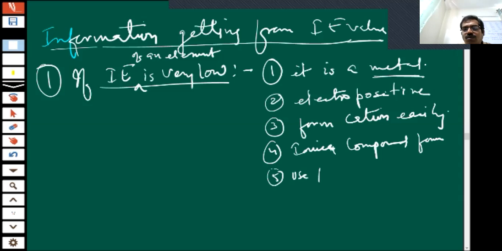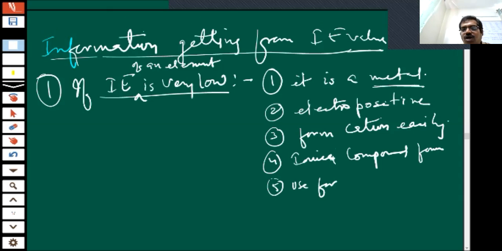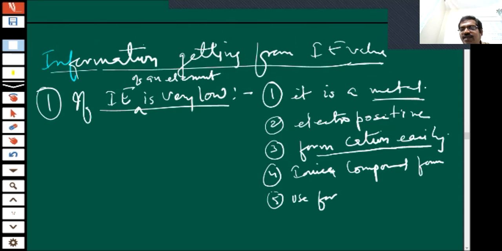What is the third point? Third point is form cation easily. And if cation is formed, it means anion is also formed easily. So ionic compound will be formed easily. Used for photoelectric effect.